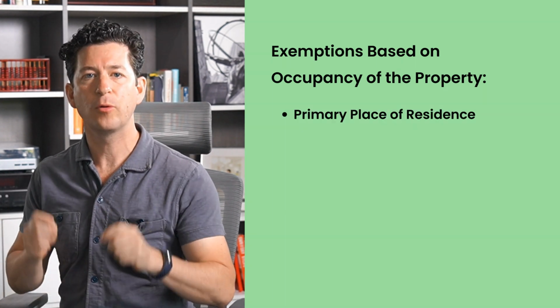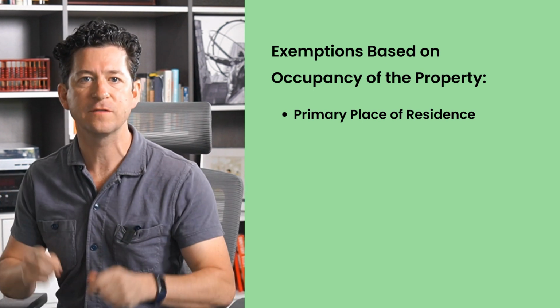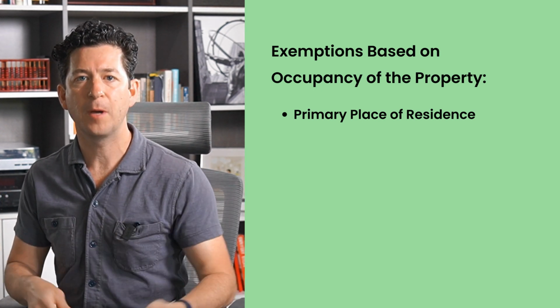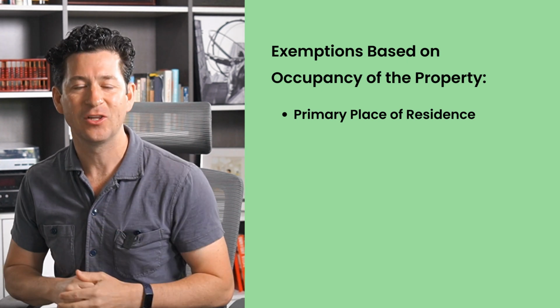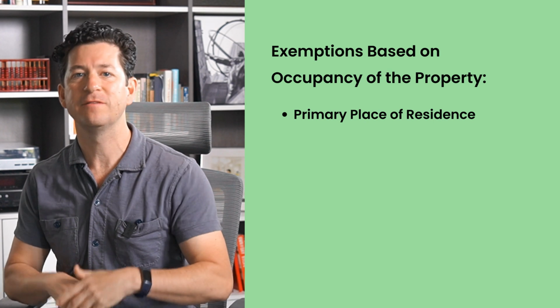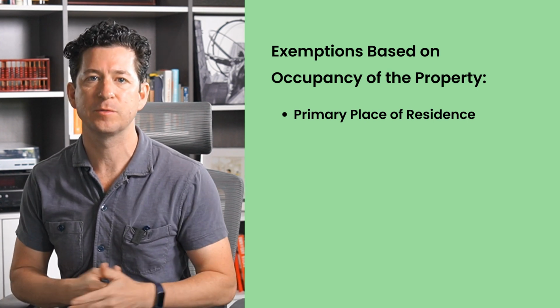Primary place of residence: properties that are the primary place of residence for the year of the individual, their spouse or common law partner, or their children attending a designated learning institution. The definition of designated learning institution is linked in the description below.